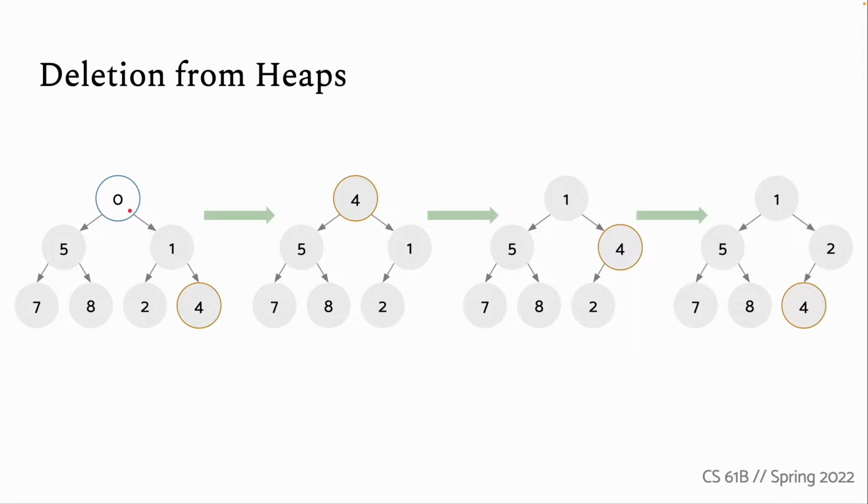And so once we delete this one, we take the last element in the heap and we pop it over to replace that element. So this 4, which was the last element previously, is now where that 0 used to be.